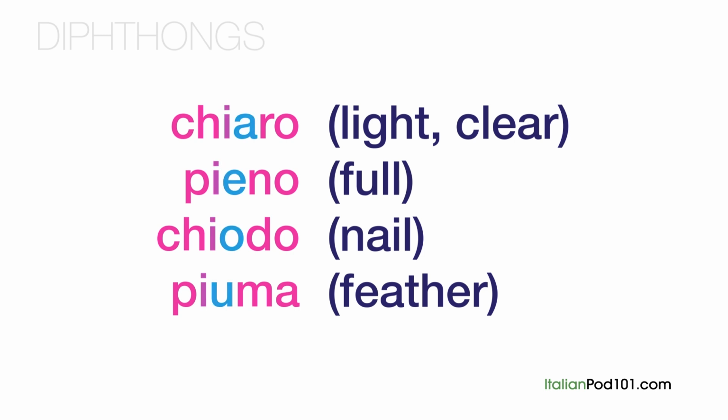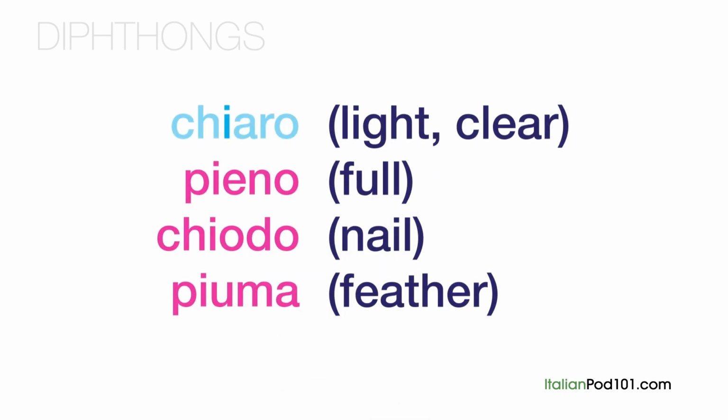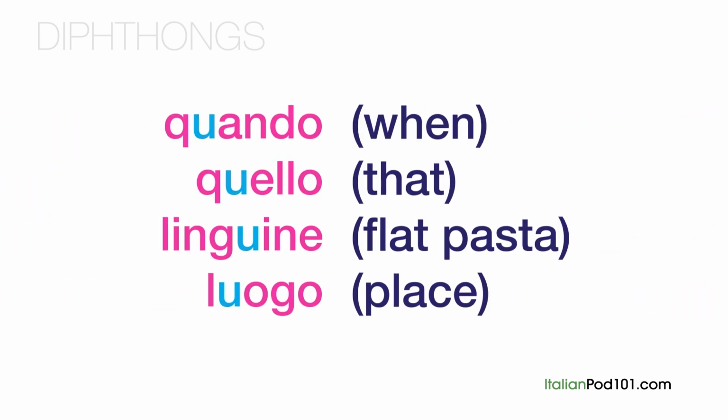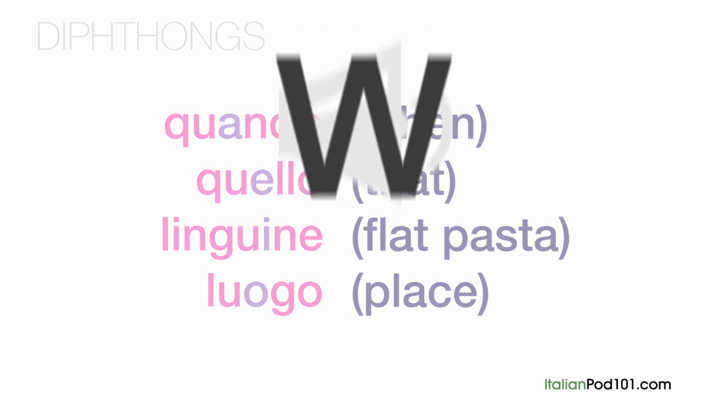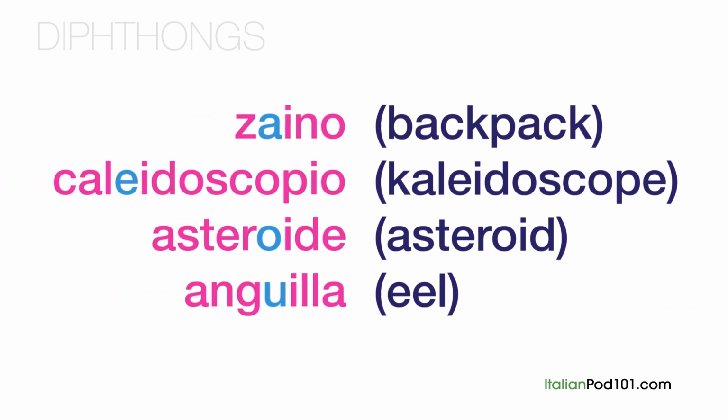When I precedes another vowel, it takes on a y sound. Chiaro. Pieno. Chiodo. Piuma. When U precedes another vowel, it takes on a W sound. Quando. Quello. Linguine. Luogo. When a vowel is followed by an I, the sound glides and kind of merges.